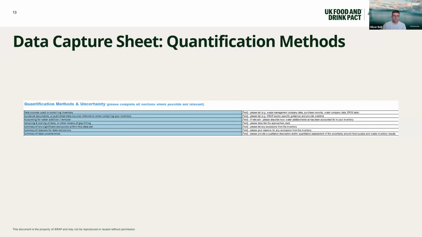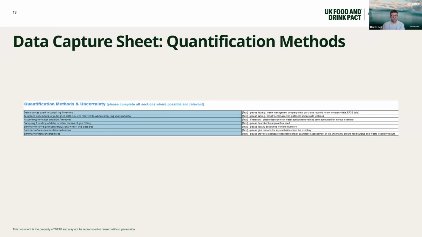Following this, we have the quantification methods and uncertainty section. Here we're looking for information on the data sources that you've used when combining your inventory, for example, waste management company data, and also guidance documents that you might have used to support your reporting, for example, any RAP-specific guidance that you found useful. At this stage, if you have accounted for any additional removal of water, again, there is a box provided for you to add details around that. And this might be relevant for those sending food waste to sewer or wastewater treatment, for example.